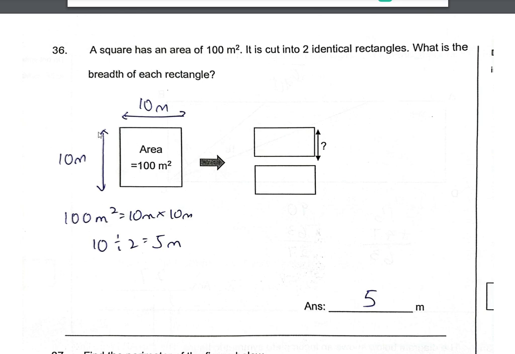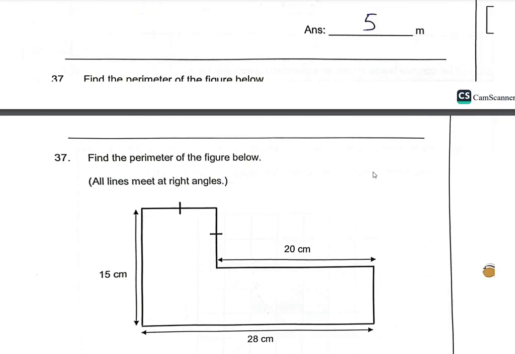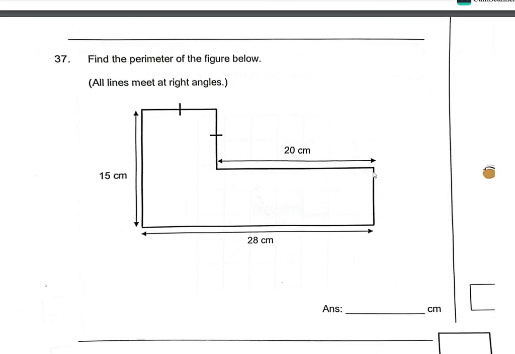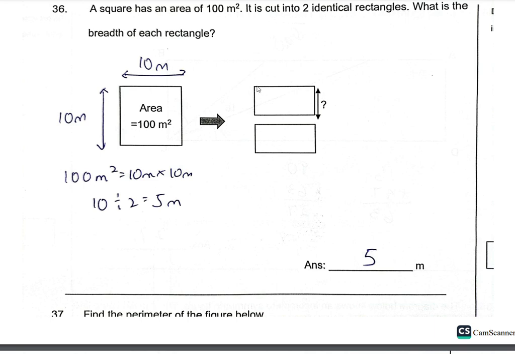If I cut this 10 into half like this, of course, each of the breadths here will only be 5. So therefore, the breadth is 5 meters. Breadth is the shorter side of a rectangle. The length is the longer side of the rectangle. Or, okay, side is the wrong word. That's an edge. That's an edge.